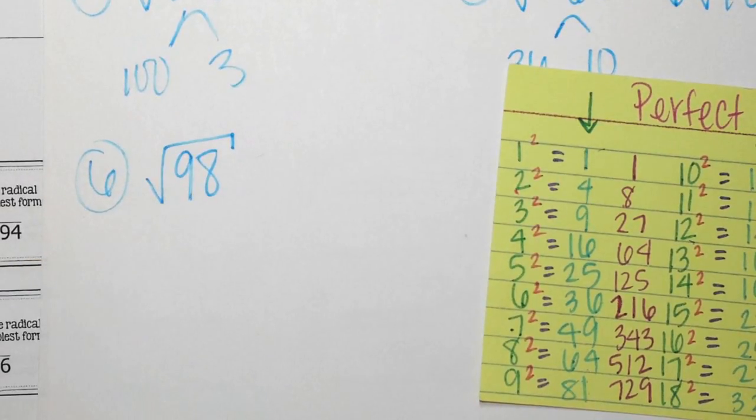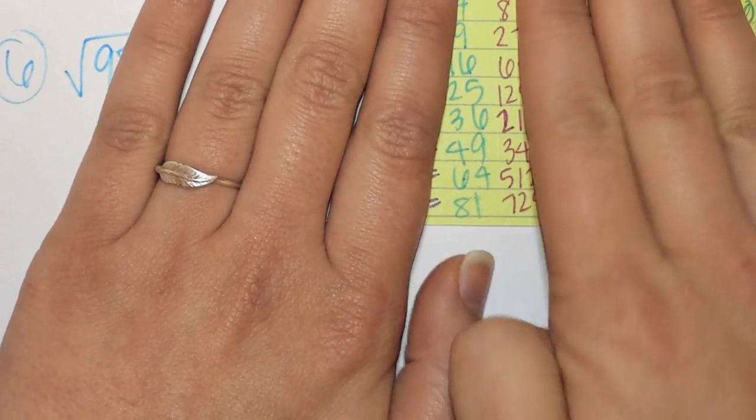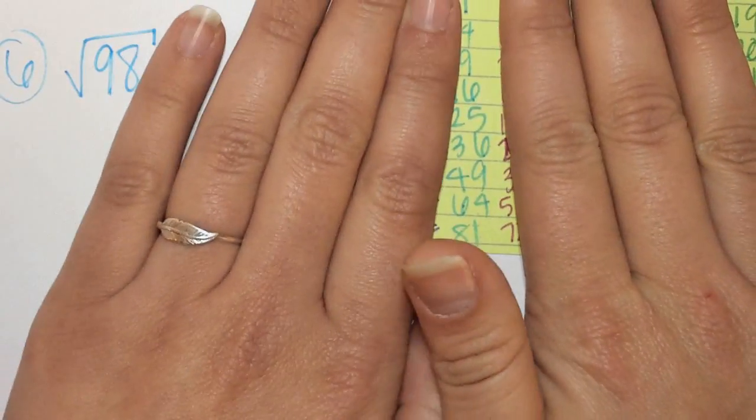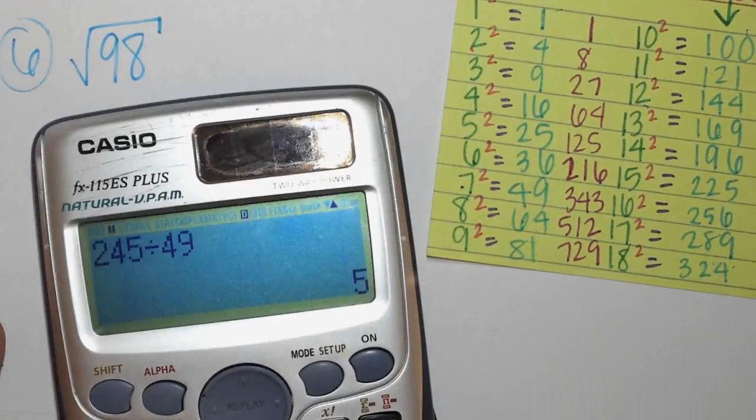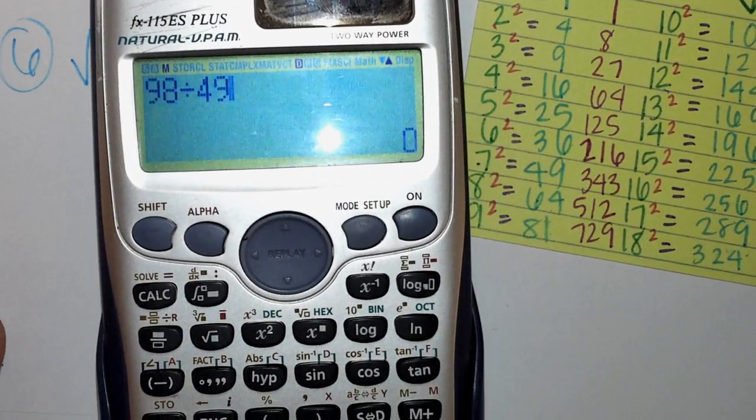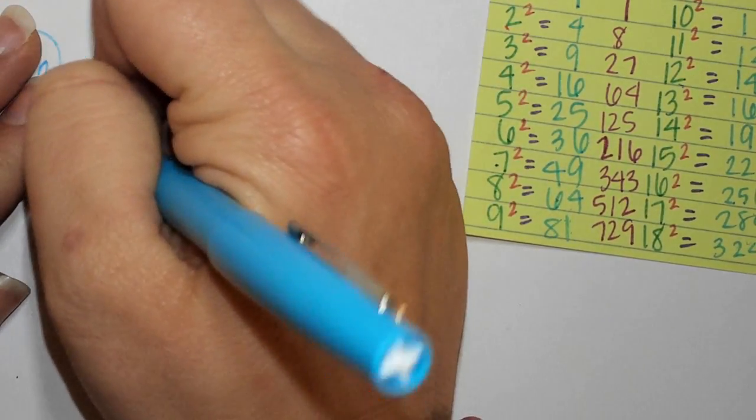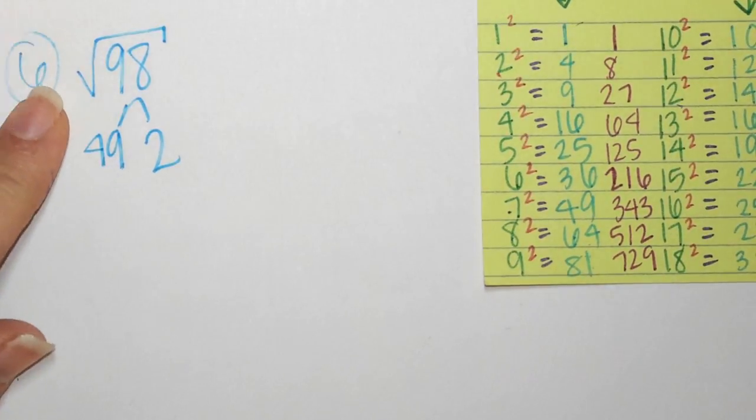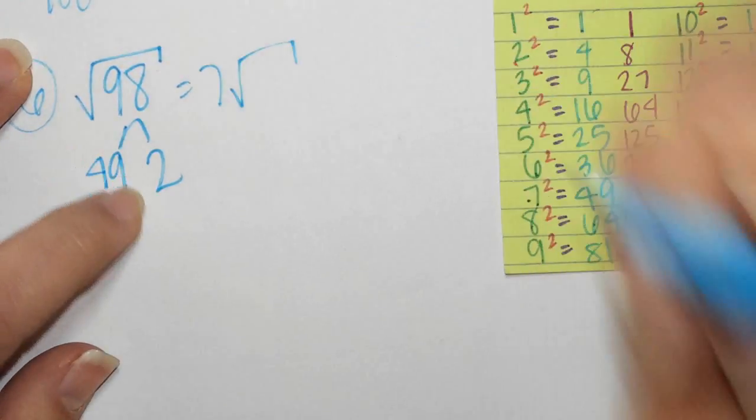All right, 98. What is the biggest perfect square? And of course we're going to have to go smaller. Which of these do you think goes into it? 49. All right, so 98 divided by 49 is 2. That works. Look at us go. All right, what is the square root of 49? Take a point if you said 7. What happens to the 2?